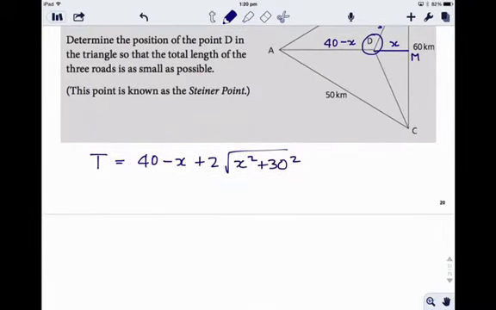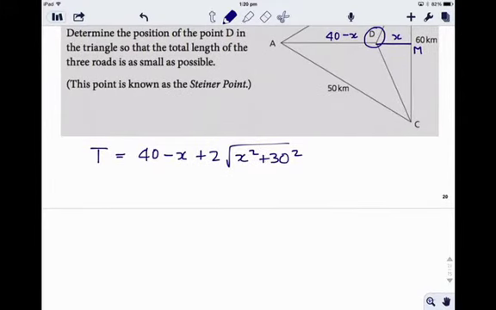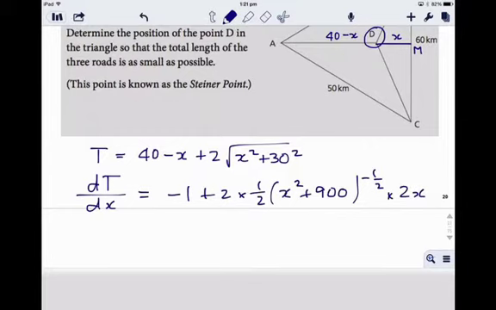Alright, good. So what we want to do now, of course, is find the derivative. So we're going to do dt/dx, the derivative of t with respect to x. So minus 1 plus 2. So root x squared plus 30 squared is x squared plus 30 squared to the power of a half. So we're going to have a half, x squared plus 30 squared, which is just 900, to the minus a half times the derivative of x squared plus 900, which is 2x.